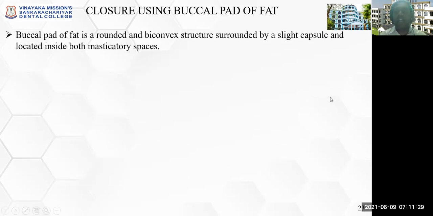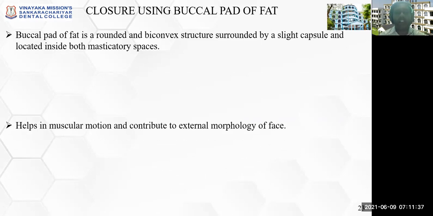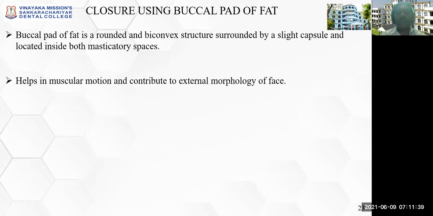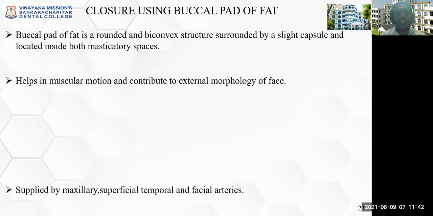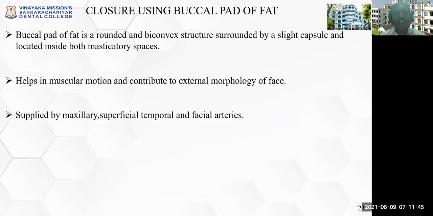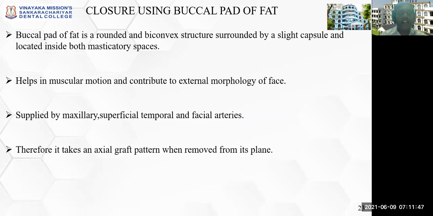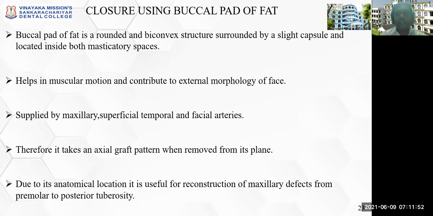So the buccal pad of fat is a rounded and biconvex structure surrounded by a slight capsule and located inside both masticatory spaces. It helps in muscular motion and contributes to the external morphology of the space. Supplied by maxillary, superficial temporal, and facial arteries, it takes the axial graft pattern when removed from its plane. Due to its anatomical location, it is very useful for reconstruction of maxillary defects from premolar to the posterior tuberosity. Basically, this buccal pad of fat gives bulkiness to the cheek region.